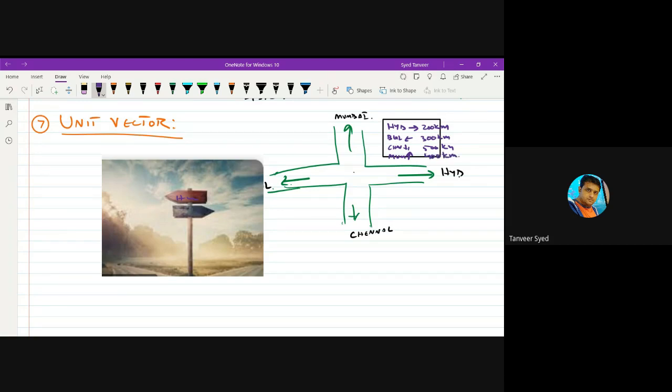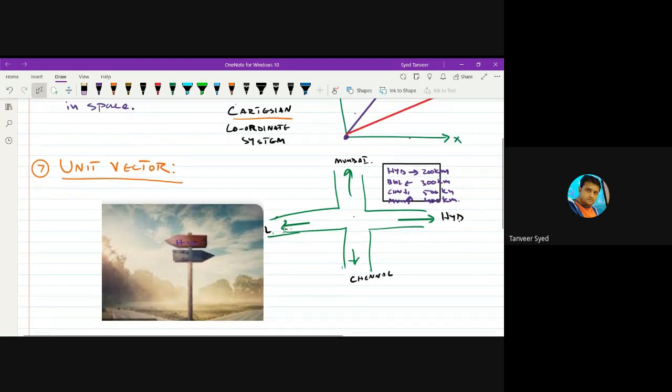Right, a signboard like this Sir? Will be placed, and in milestone also it will be there, sir. Milestones give you only distances, they don't tell you about direction.